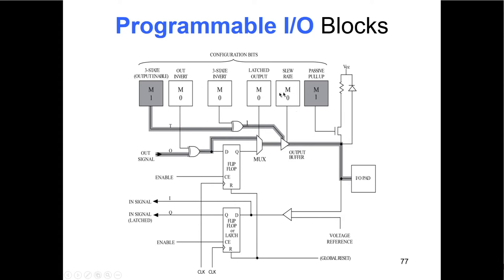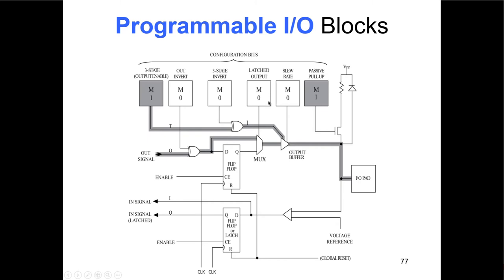So you have a bunch of configuration bits, which would be RAM cells in the case of a RAM-based chip like ours. In the case of an EEPROM, they would be EEPROM locations. And in the case of blown diodes, they would just be diodes that would be blown to force a connection. So you can have this output enable, which turns on the output. You can invert the output. You can invert the three-state control signal.